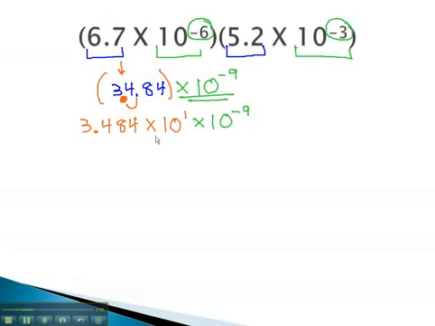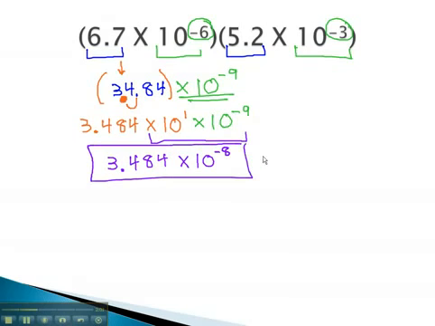We now will use our exponent properties to combine the tens together by adding the exponents. This gives us 3.484 times 10. 1 plus -9 is -8. And this becomes our final solution.